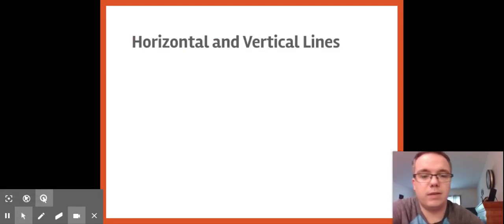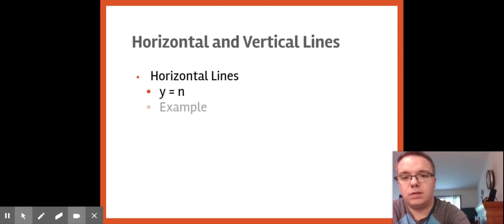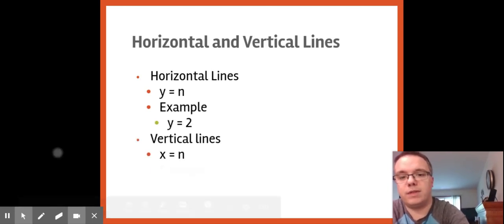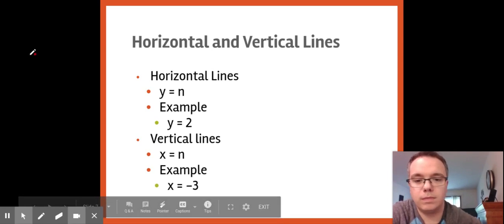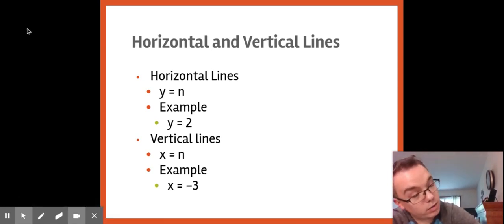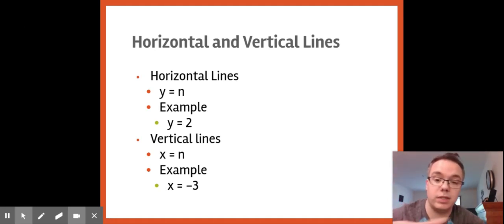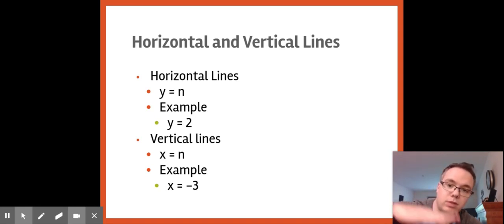All right, so that's if we have a line that isn't horizontal or vertical. So let's talk about what happens if our lines are horizontal or vertical. If we have a horizontal line, our slope is going to be 0. And so we're going to have y equals a number, because remember, to get 0 slope, your y's must all be the same. So it's horizontal. We're not moving up and down. So all our y's must be the same number.